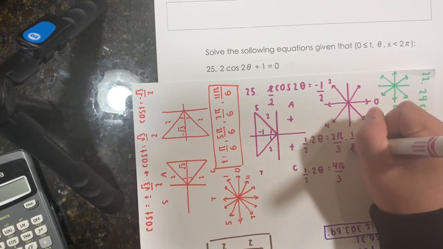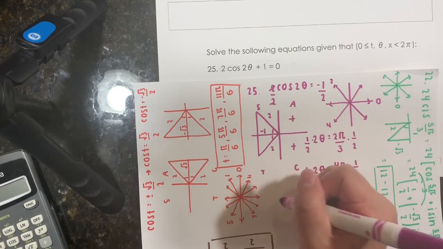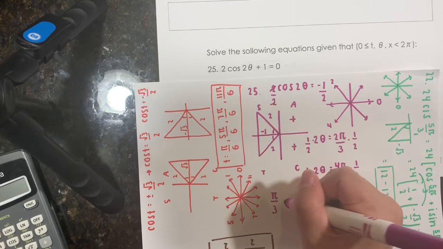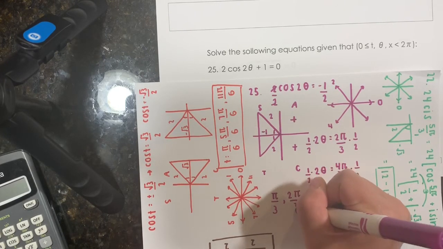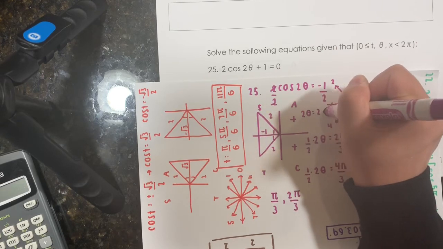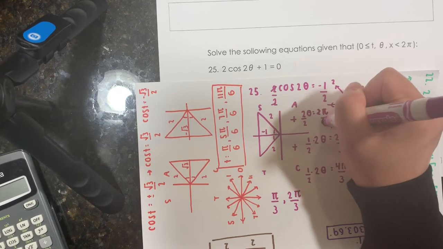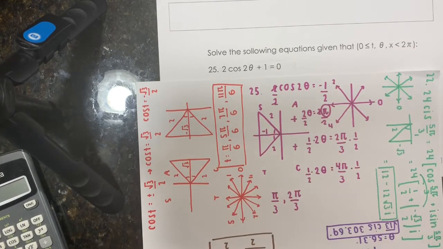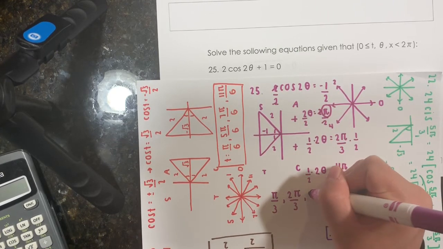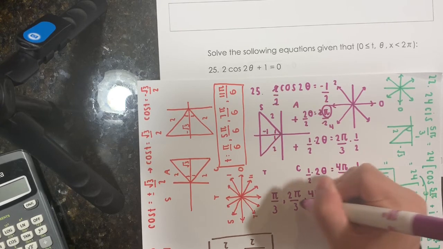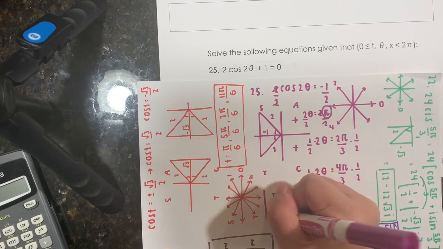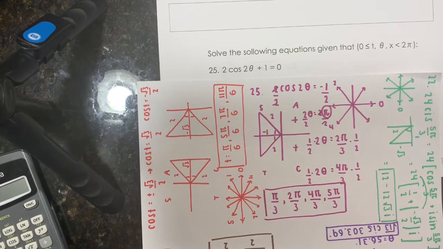So my first answer is going to be pi over 3. My second answer is going to be 2 pi over 3. Remember, I need 2 answers for each quadrant. So I'm going to set 2 theta equal to 2 pi, which means that theta is going to be equal to pi. So this is what I'm going to add to each of these answers to get my other 2 answers. If I add pi to pi over 3, that will give me 4 pi over 3. And if I add pi to 2 pi over 3, that's going to be 5 pi over 3. And there would be your 2 answers for each quadrant, 4 answers total.